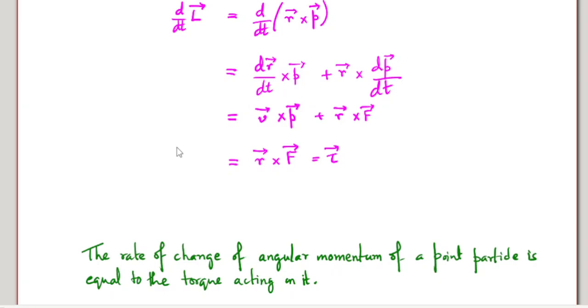So this equation can be just stated in words as follows. The rate of change of the angular momentum of a point particle is equal to the torque acting on it. The torque tau is nothing but the cross product of r and F. It has a magnitude given by mod r mod F times sine theta, and is directed perpendicular to the plane containing r and F, and its sense is described by the right hand rule.